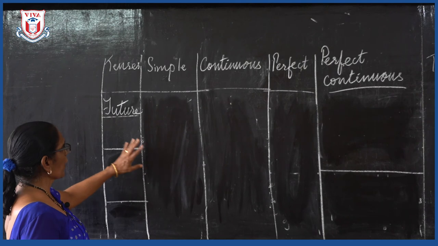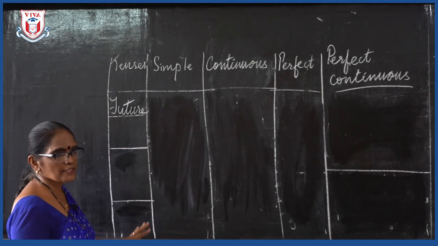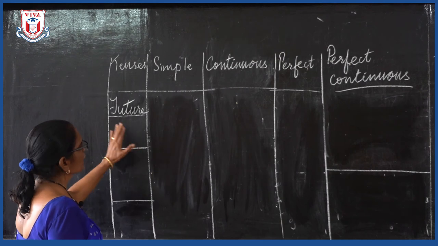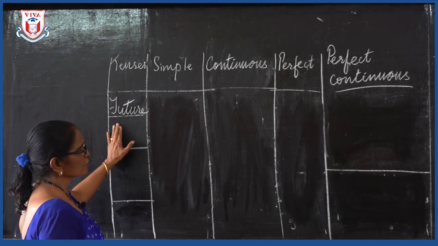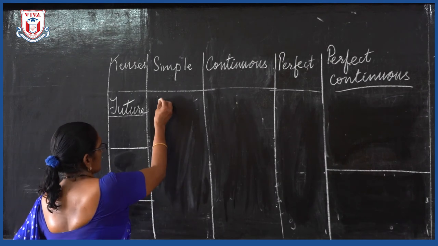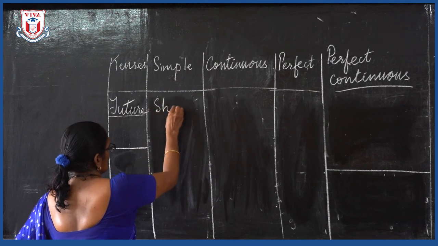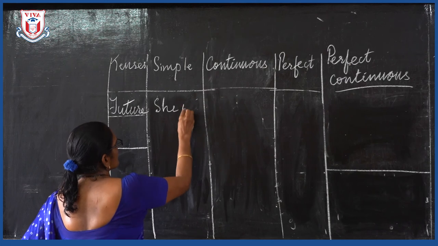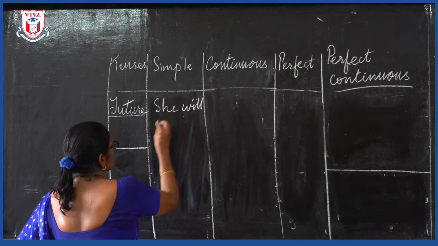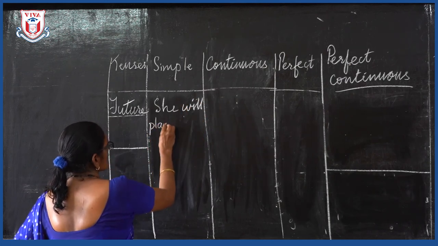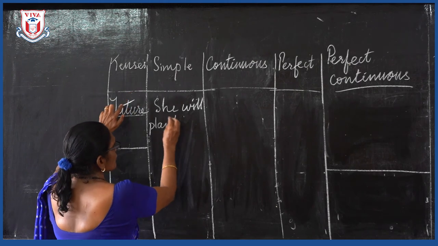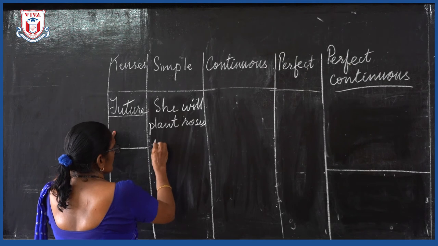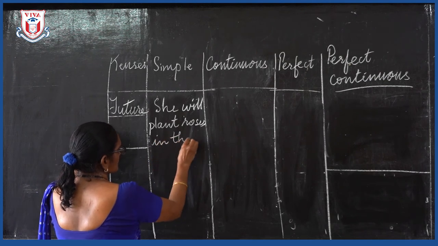Now we have just seen how present and past tense have been changed to various other tenses. Now we will see the future one. What is the future one? The same sentence we will take. She plants, she will plant, simple future. So she will plant roses in the garden.